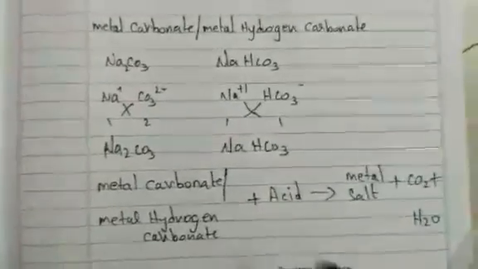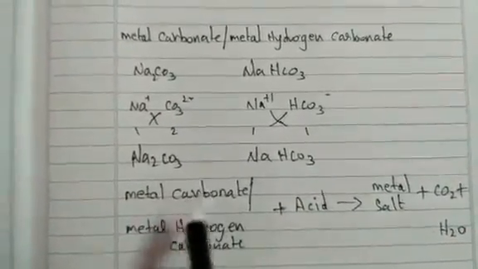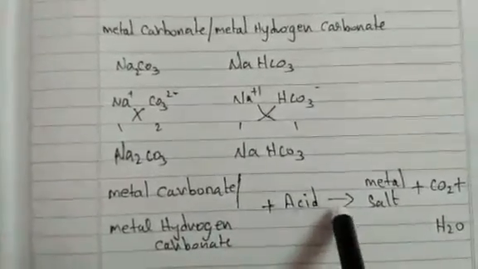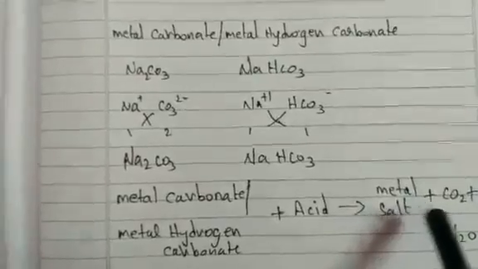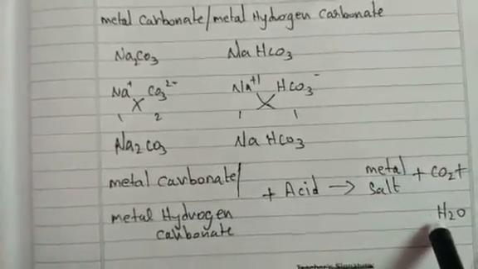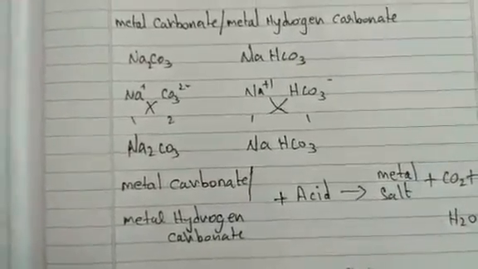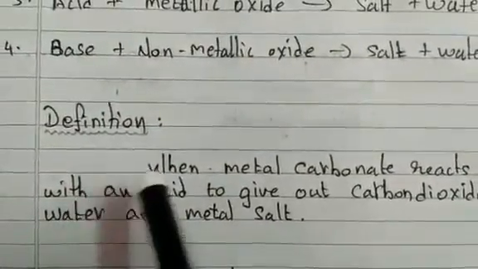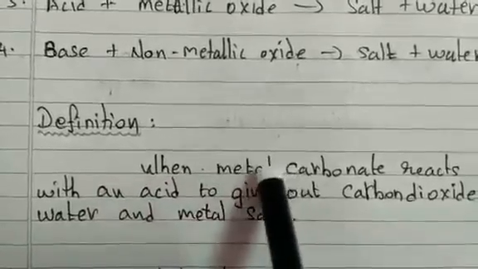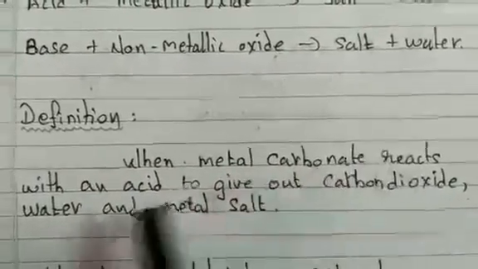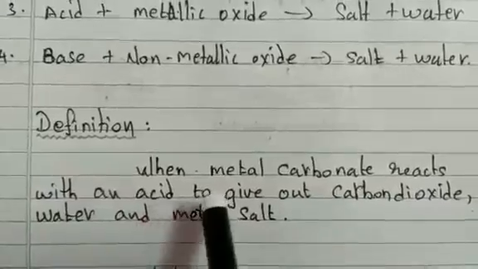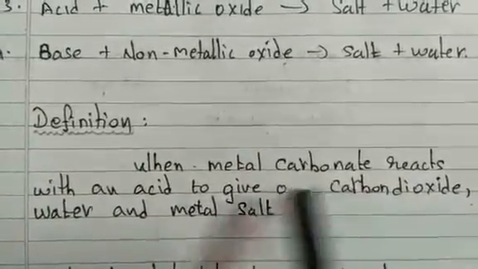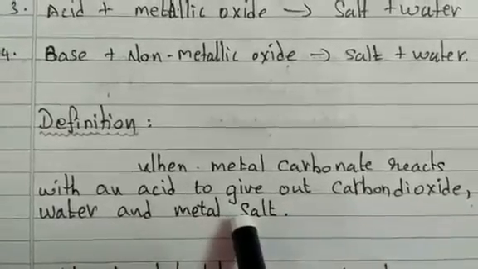Now our reaction deals with metal carbonate or metal hydrogen carbonate, whatever it may be, reacting with acid to give us metal salts plus carbon dioxide plus water. This is our topic. How this reaction takes place, we are going to see. The definition for this reaction is: when a metal carbonate reacts with an acid, it gives us carbon dioxide gas, water and metal salts.